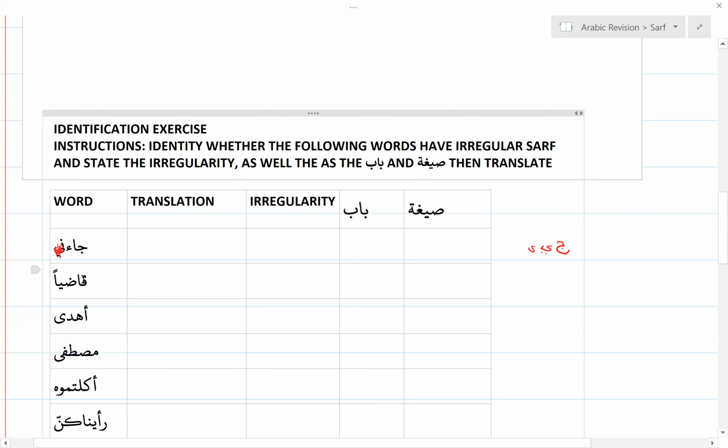Okay, the fa letter is a qaf, so it's not irregular. It's not waw, it's not hamza, it's not ya. So I go next. Now, I know I said if it's an alif, then it's probably ajwaf. But remember, this is an ism and it's treated differently. So I have to ask myself, what kind of an ism matches with this?